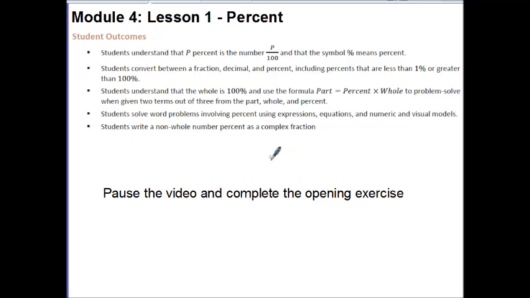The first thing I'd like you to do is to pause the video and complete the opening exercise, which is a matching exercise. When you're ready to continue, unpause the video and check over your answers.